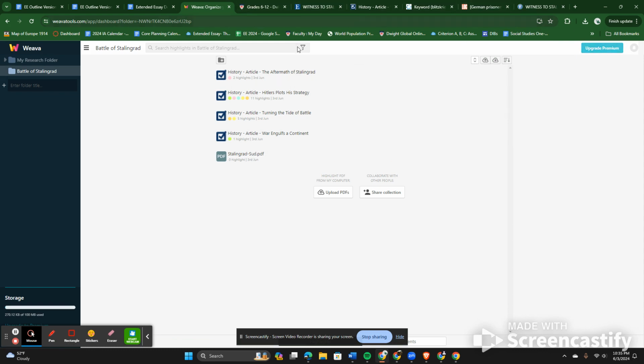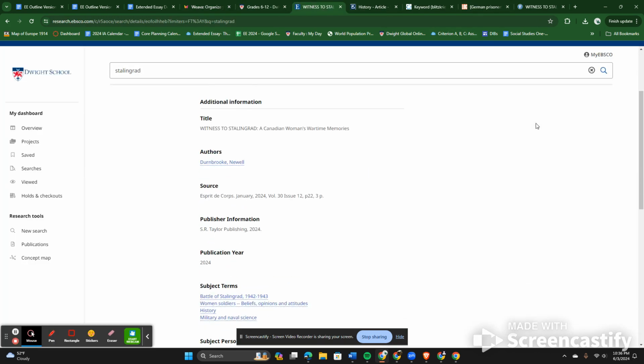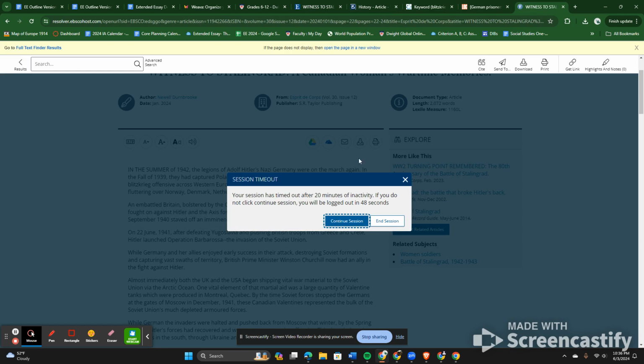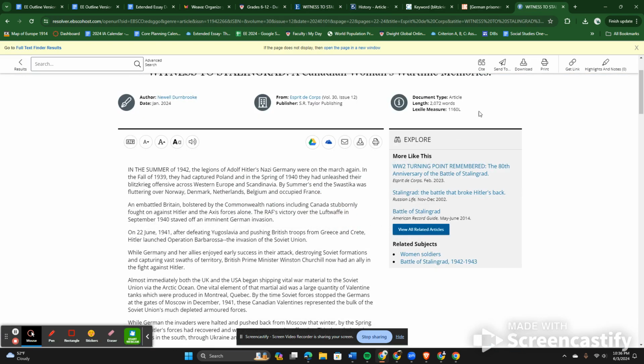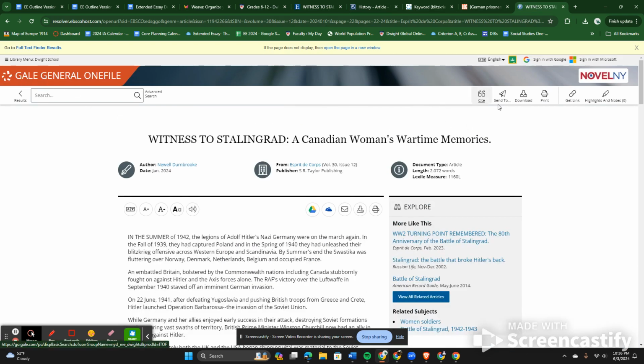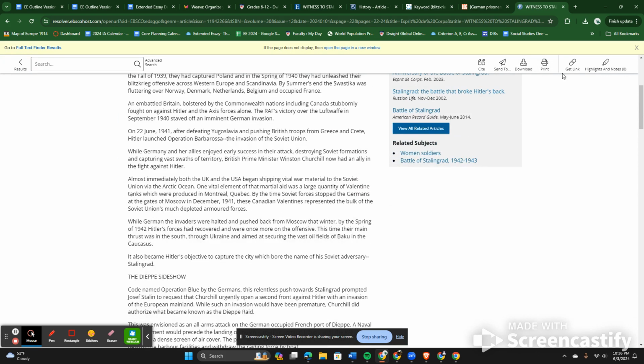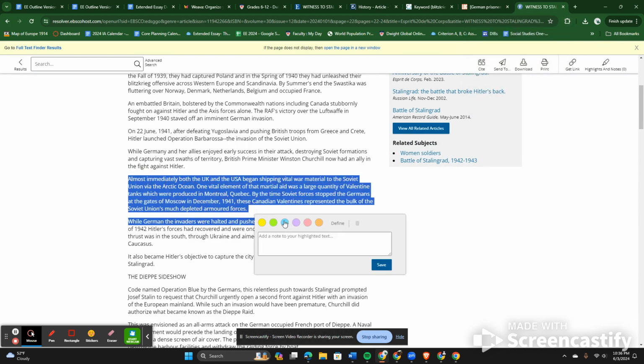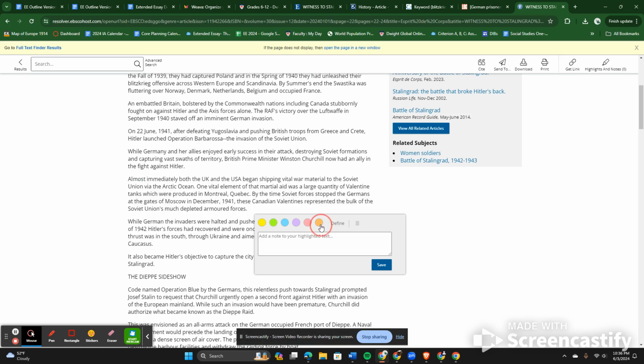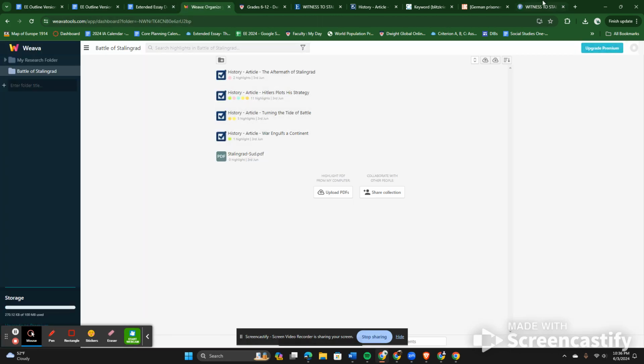Another reason you might want to upload a PDF into this list, and I have this open, here it is. Some of the sources you might find, like Gale, for example, Gale has its own highlighting tool. And sometimes that overrides the Weava extension. So if I go to highlight here, it's going to give me this internal highlighting tool. This isn't Weava here. This is through Gale. So if I were to highlight it here, that's not going into my Weava. It doesn't pop up here.